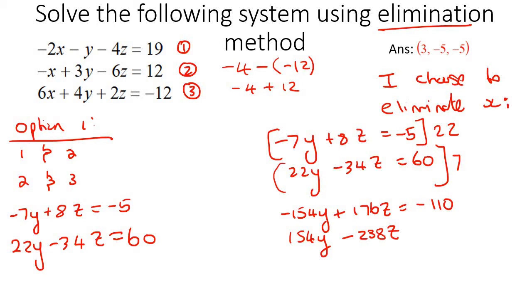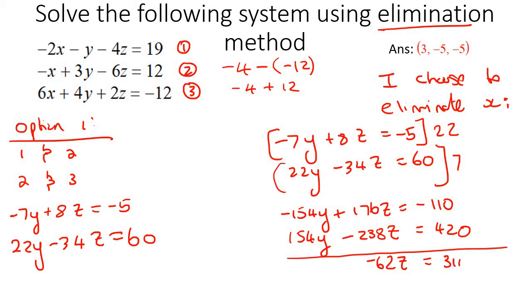238z. And then 60 times 7 is 420. Okay, so there we have it. So then I'm just going to add these two equations together, because then this part cancels out. So just adding them together, so that cancels out. 176 plus negative 238 is negative 62z. And then negative 110 plus 420 is 310.